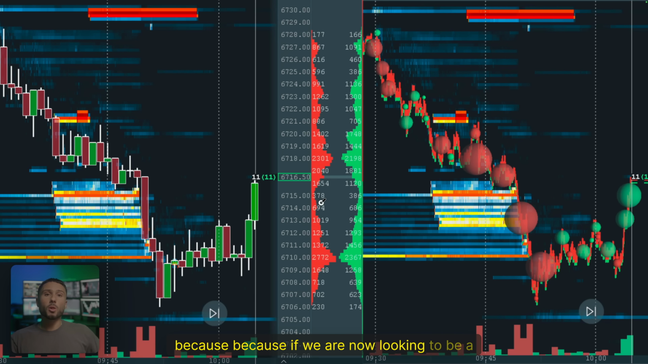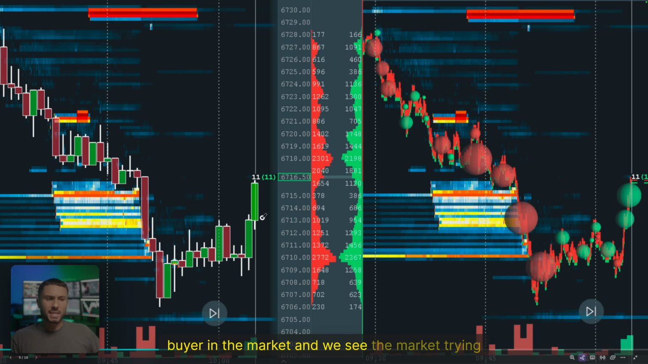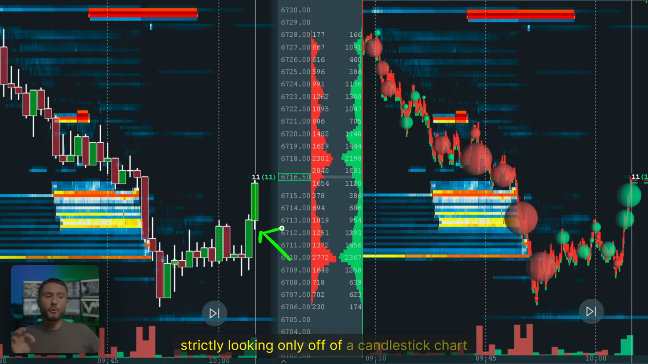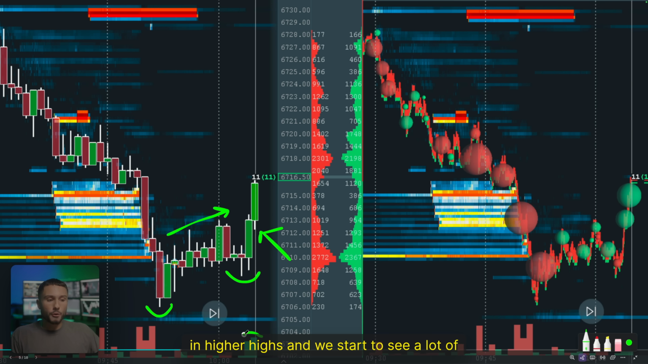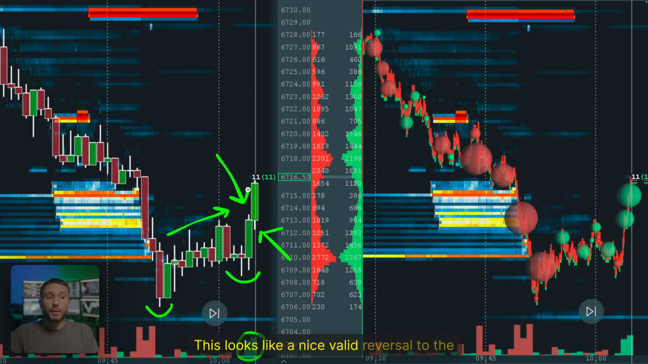Because if we are now looking to be a buyer in the market and we see the market trying to lift and rally here, strictly looking only off of a candlestick chart alone, not doing any order flow analysis, this chart honestly looks bullish. We are printing in a higher low and we are putting in higher highs, and we start to see a lot of aggressive buying volume coming in, and so two strong green candles to the upside. This looks like a nice valid reversal to the upside if we didn't put emphasis on the order flow and we were only a price action trader without looking at volume.